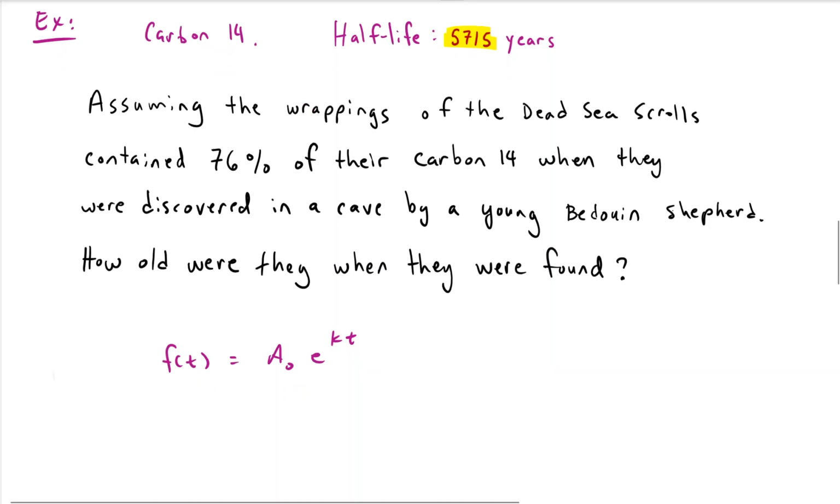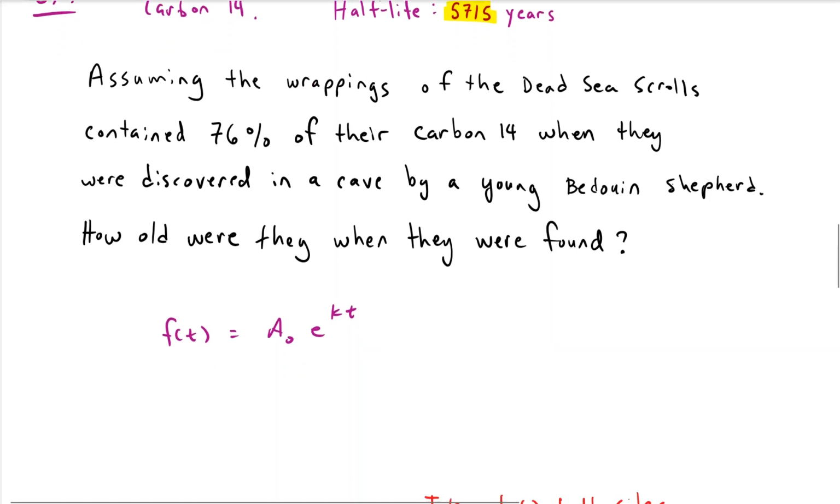So our problem says, assuming the wrappings of the Dead Sea Scrolls contained 76% of their carbon-14 when they were discovered in a cave by a young Bedouin shepherd, how old were they when they were found? If we want to figure this out, we need to know what k is first of all, because we have to have some type of decay constant. And we know it's going to be negative k because carbon-14 decays over time.